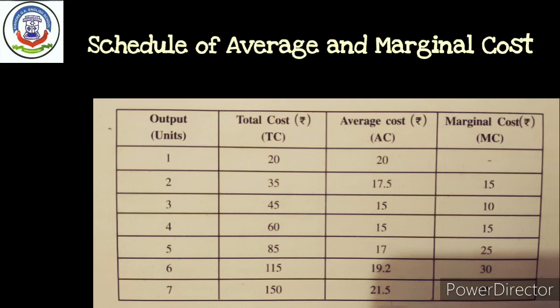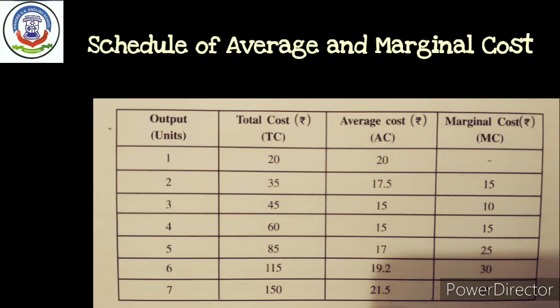When production is 2 units, total cost is 35 rupees, average cost 17.5. Total cost divided by production units means 35 divided by 2 is equal to 17.5 rupees average cost, and marginal cost is 15 rupees. When production increases by 1, from 1 to 2 units, marginal cost is total cost 35 minus previous total cost 20, which is equal to 15 rupees marginal cost.